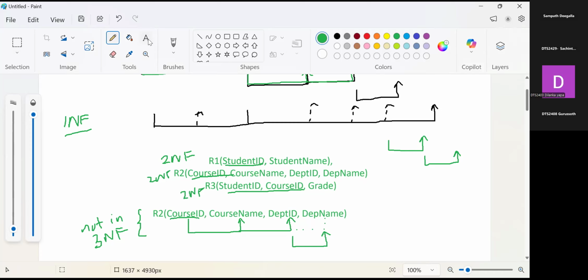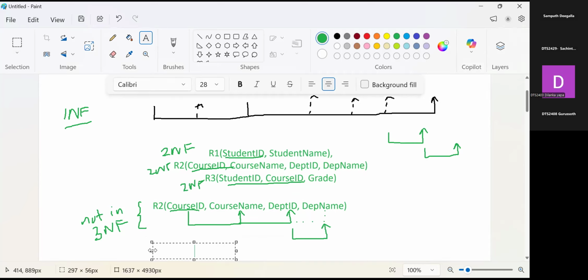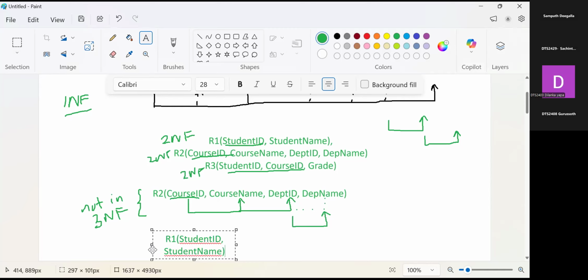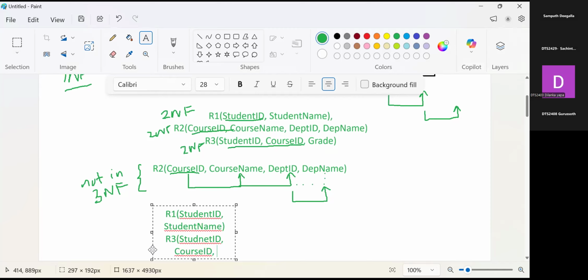So now we have to break it into these two, right? So the final answer for this one is, yes, we have R1, student ID, student name, then R3, student ID, course ID, and grade.